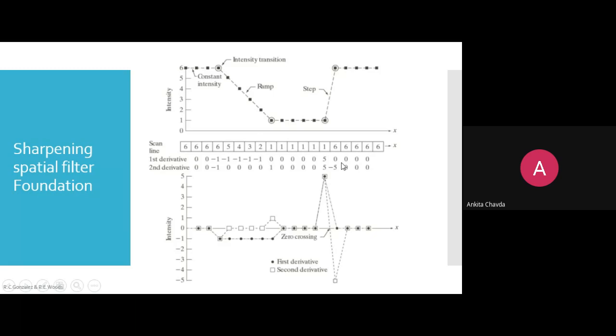Okay, and after that you can check here your first derivative and second derivative, they are having this plus 5 value. So your black dot as well as this square, they both are at the same value 5. But after that, your first derivative is giving you directly 0, but your second derivative is giving minus 5. So you are crossing that 0 and you are going down. That is why it is known as zero crossing.